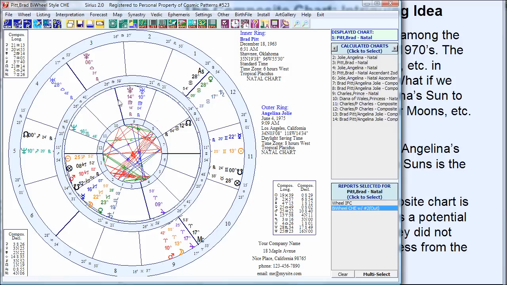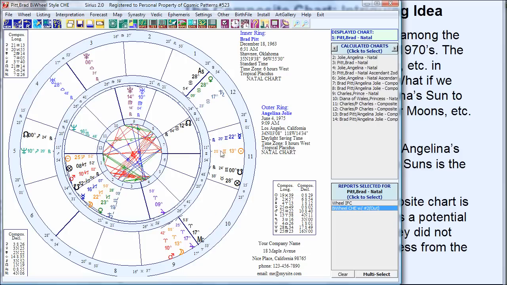Here's Brad's chart in the center. Here's Angelina on the outside. There's a sun in Brad's chart. There's a sun in Angelina's chart. Brad has a moon. Angelina has a moon. Brad has a Mercury. Angelina has a Mercury. So, duh, of course, both charts have the same things.